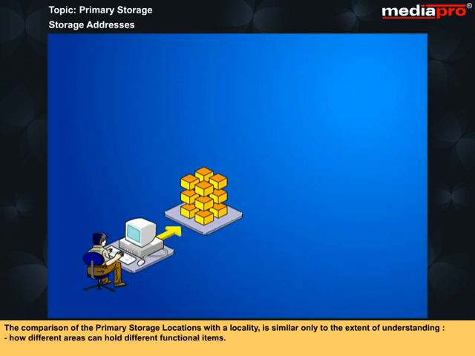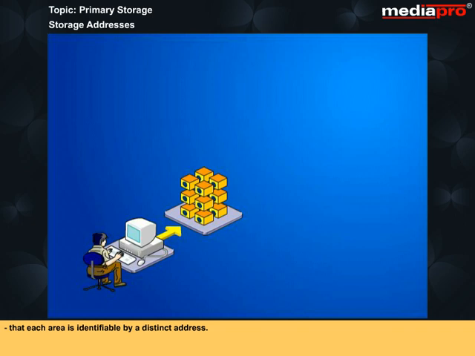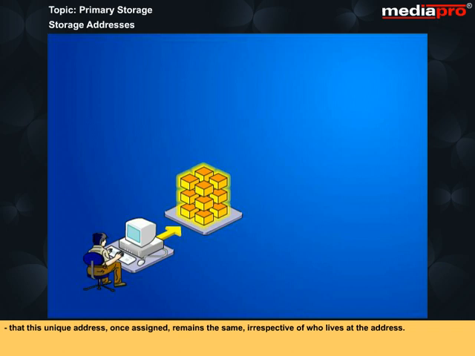The comparison of the primary storage locations with a locality is similar only to the extent of understanding how different areas can hold different functional items, that each area is identifiable by a distinct address, that this unique address, once assigned, remains the same, irrespective of who lives at the address. But this is where the similarity ends.